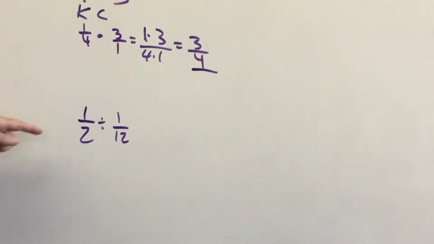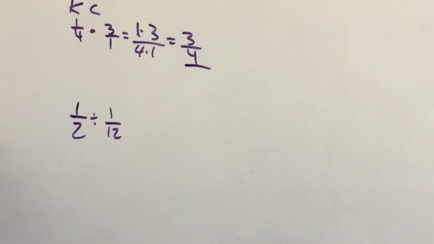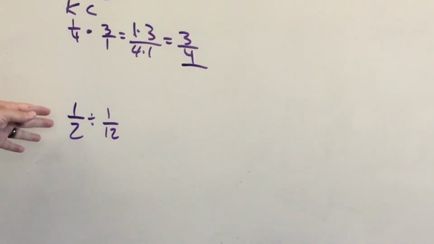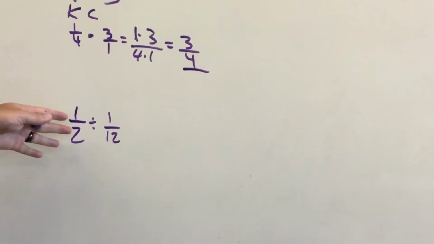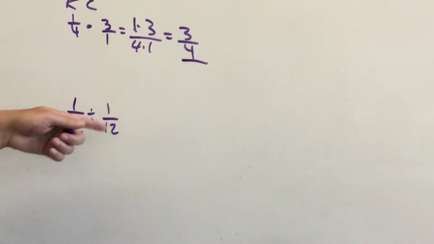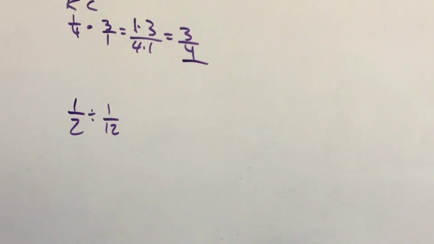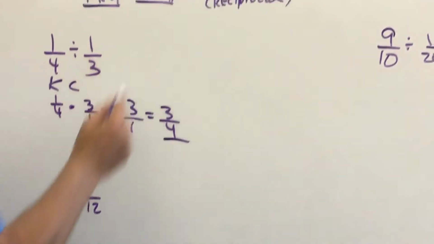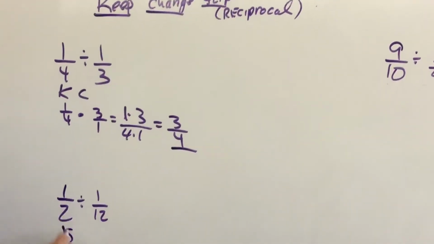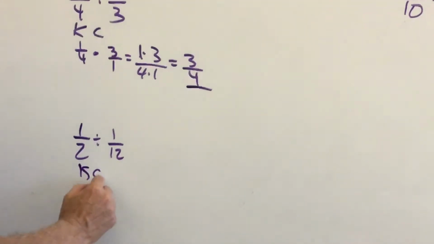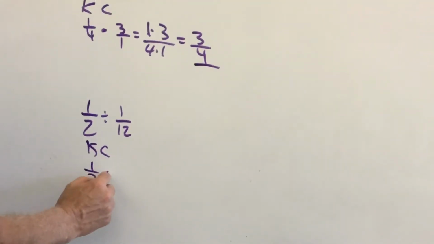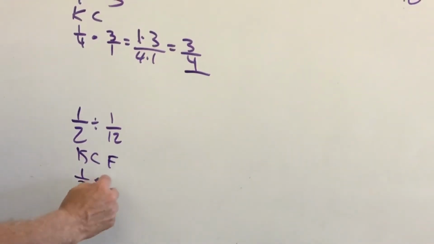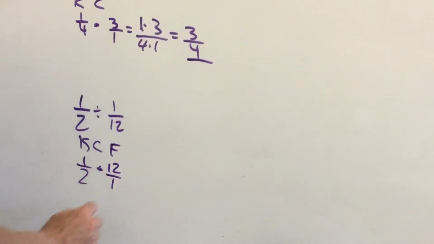Now, one of our problems for homework, I think on page 89, had to do with the honeybees. So if a honeybee produces like a half a teaspoon, and 1/12 of a teaspoon, we're just going to do 1/2 divided by 1/12. Keep, change, flip. So K, keep the 1/2, change the division to multiplication, and flip. The reciprocal of 1/12 is 12/1.